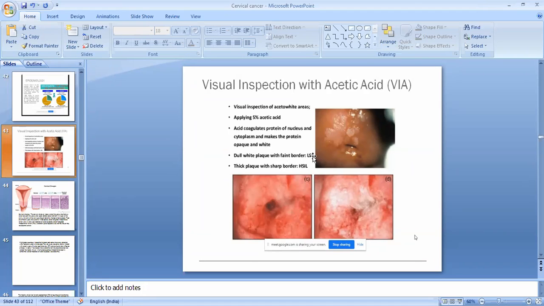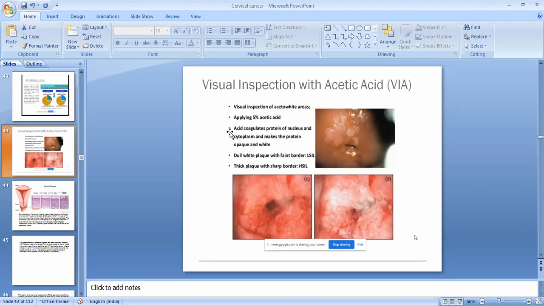From LSIL it converts to HSIL. Then from HSIL it moves slowly to the cancerous stage. So just to have an idea of the stage of this lesion, you can simply put 5% acetic acid and look at the cells, how they look. On the basis of these characters, it can be diagnosed.